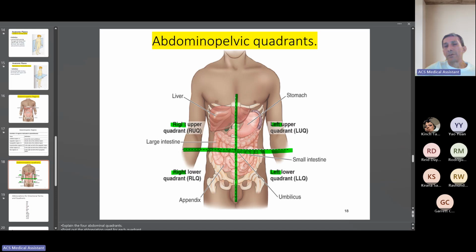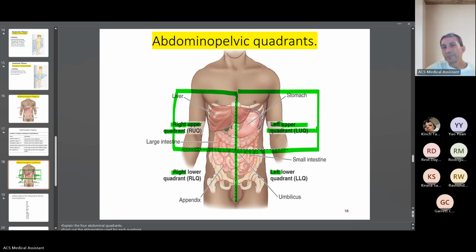This is the right upper quadrant. It's the right upper quadrant, see? This is the left upper quadrant. Left upper quadrant. This is the right lower quadrant. Very easy. So this is the left lower quadrant. So 4 quadrants.